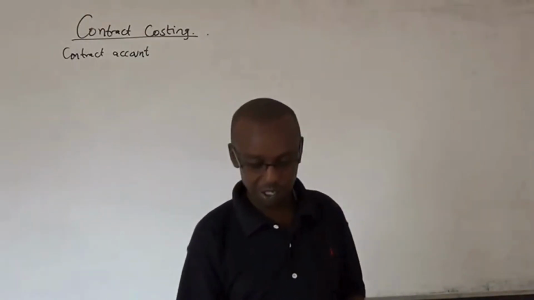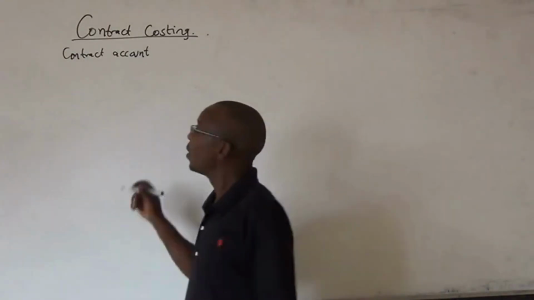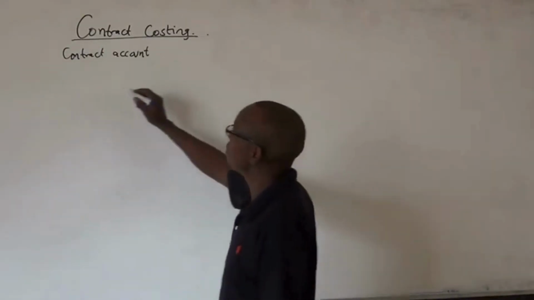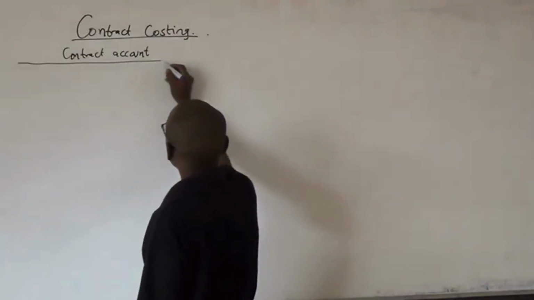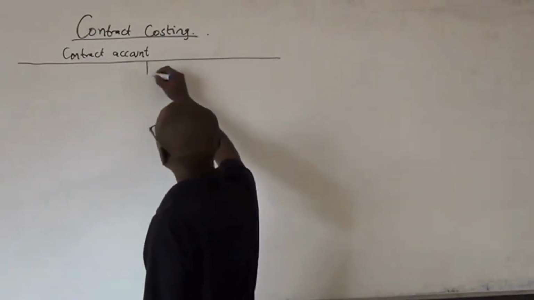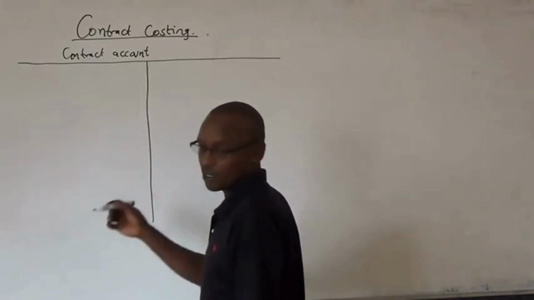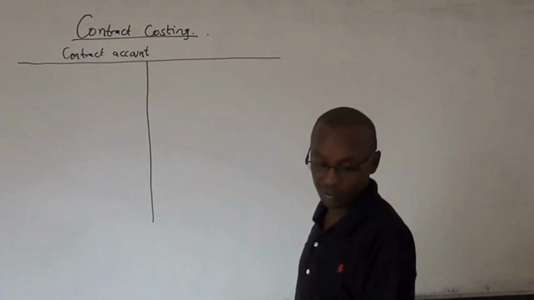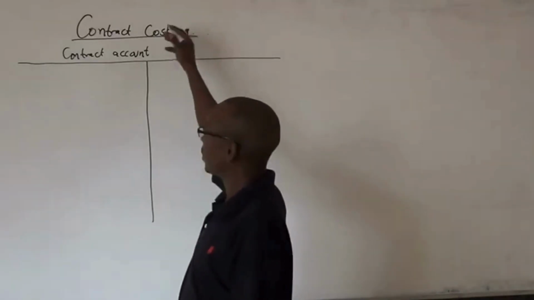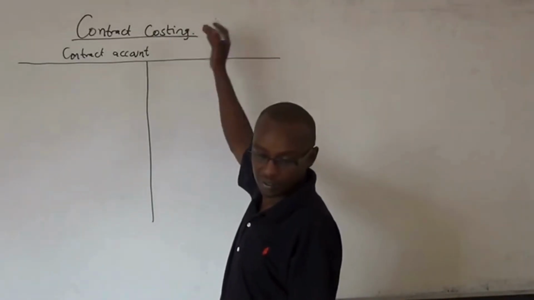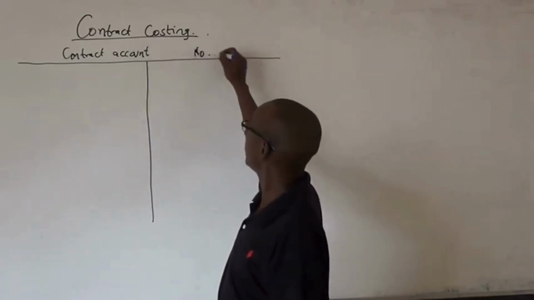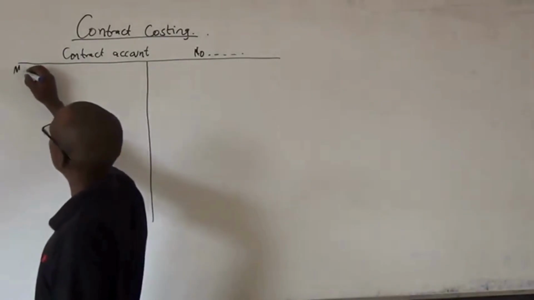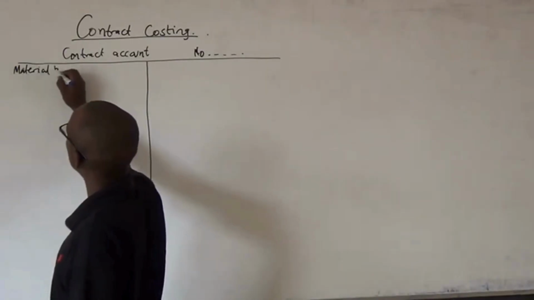Then a contract account looks like this. You allocate each contract and then you give it a number. So if you have four contracts, then you have a company policy on how you allocate the numbers of the contracts. Are you together? This one, you can call contract account, and then you give it the number. Then in the contract account, we start with what? Material brought forward.